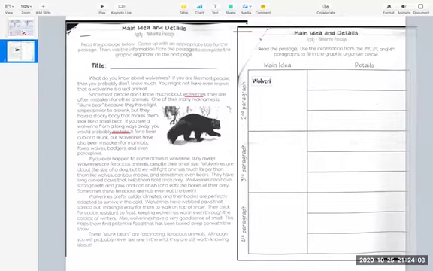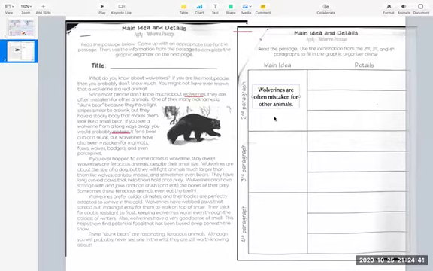Wolverines are often mistaken for other animals. Let me clean that up a little bit. I need a period at the end of my sentence. And my O in often does not need to be capitalized because it's in the middle of my sentence. So that is my main idea, excuse me, for that second paragraph.